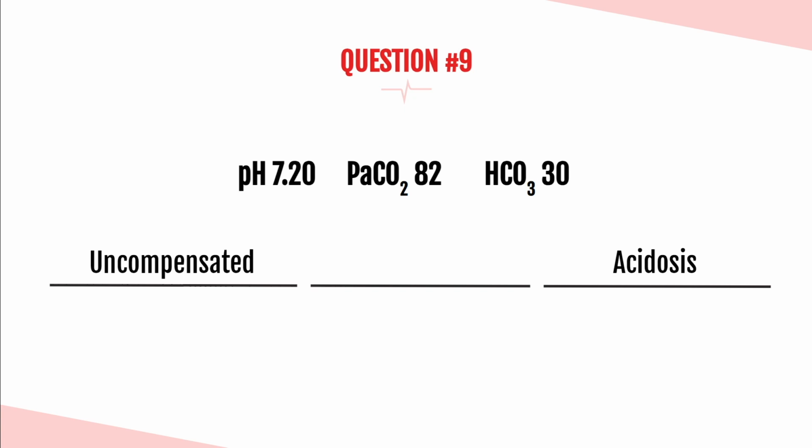We're looking at the PaCO2 of 82 and our bicarb of 30. Which one is acidic? It's definitely that carbon dioxide level of 82. It's absolutely acidic, which means that this is an uncompensated respiratory acidosis.